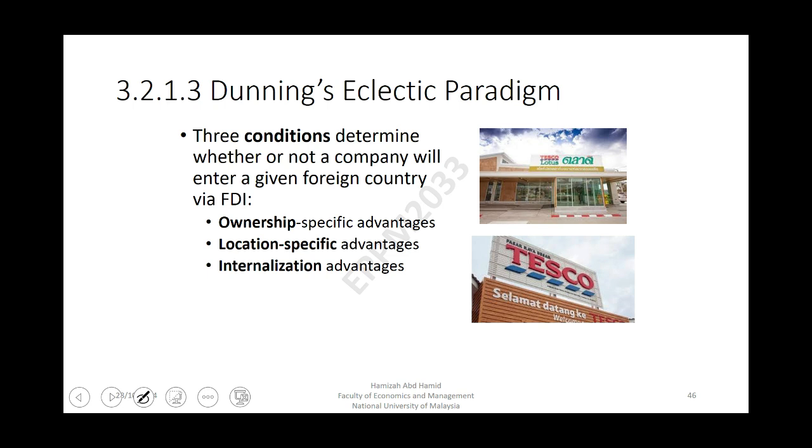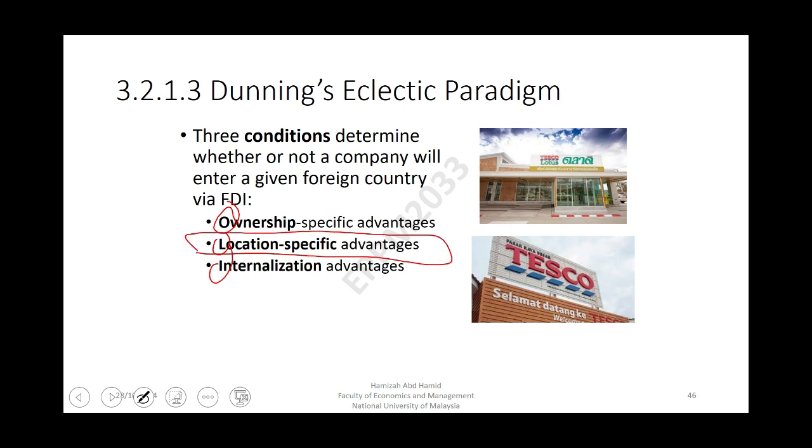Firms through FDI can also gain and sustain competitive advantage based on three conditions. According to Dunning's eclectic paradigm, there are three conditions that determine whether or not a company will enter a foreign country through FDI. Is it through ownership, location and internalization? Notice that there's the addition of location here.